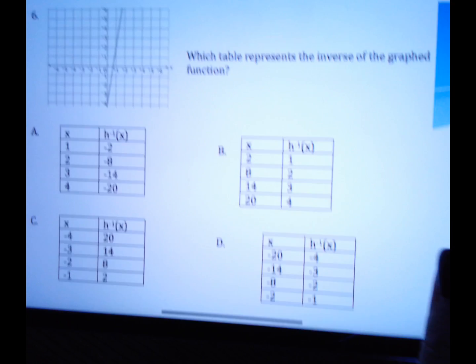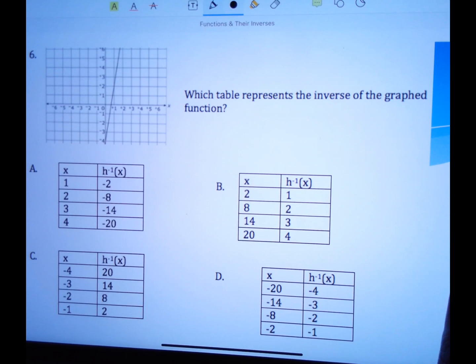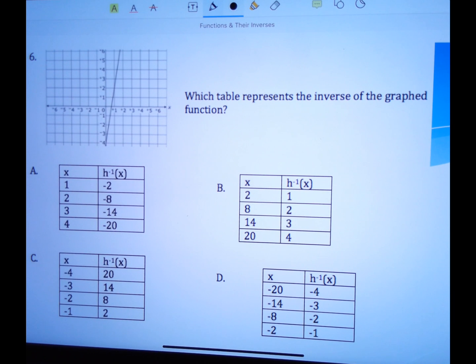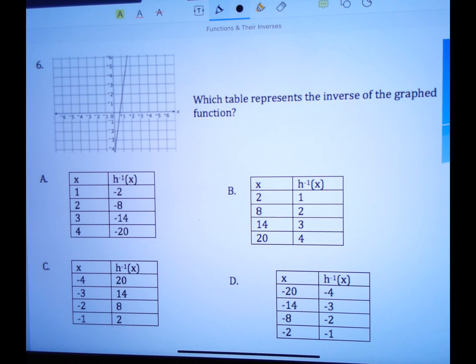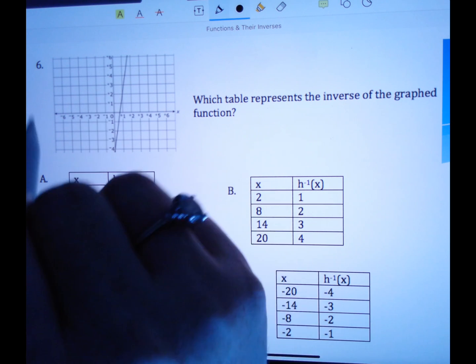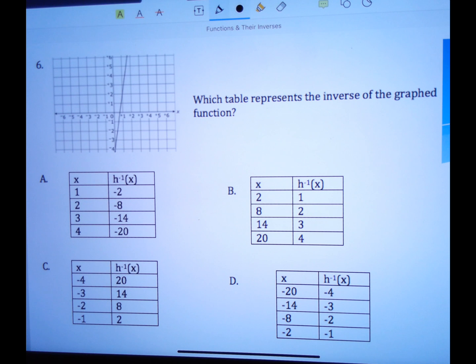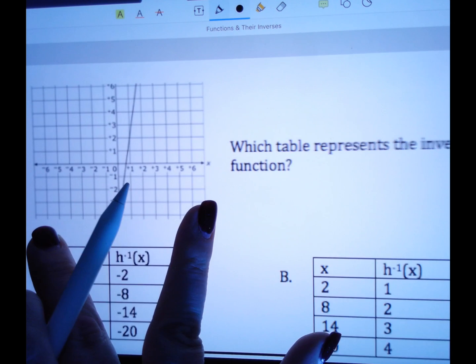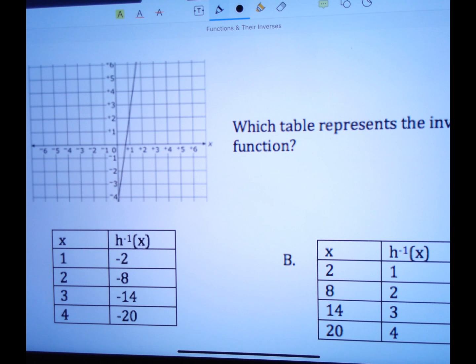All right, so here's a multiple choice question. These are just to start getting you ready for the EOC so that you can kind of see what they could ask. So this says, which table represents the inverse of the graphed function? So when you're trying to solve these, they're going to give you a graph right out here, and then they're going to give you some tables. So what you want to do is look at your graph, and start thinking, how am I going to get the inverse?